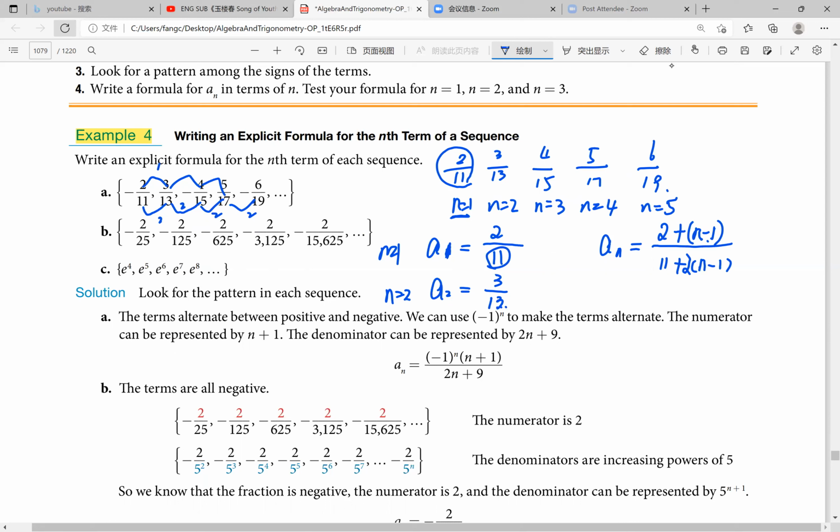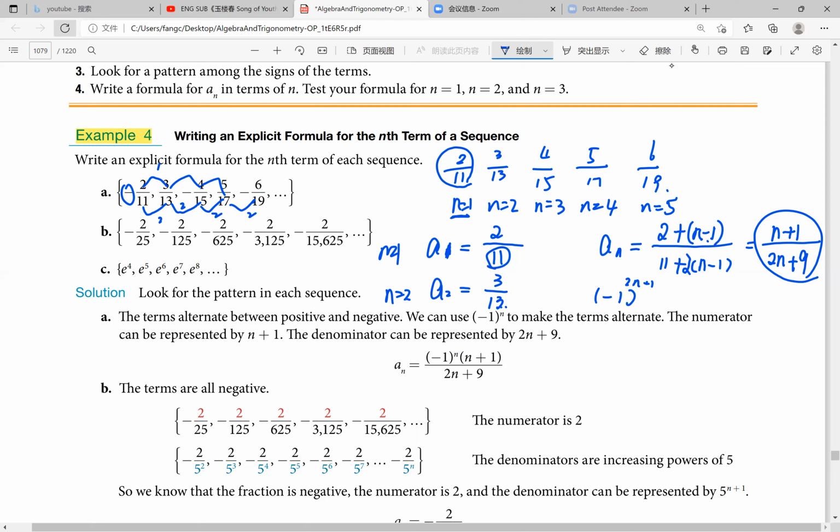So now let's simplify it. The numerator becomes n plus 1. The denominator becomes 2n plus 9, since 11 minus 2 is 9. So that is the explicit formula. But we still have the last step to do. The last step is, don't forget, it is an alternating sequence. I said it's very easy. We just need to use -1 to the power of n, or 2n, or 2n plus 1, or 2n minus 1. Let's try which one works.